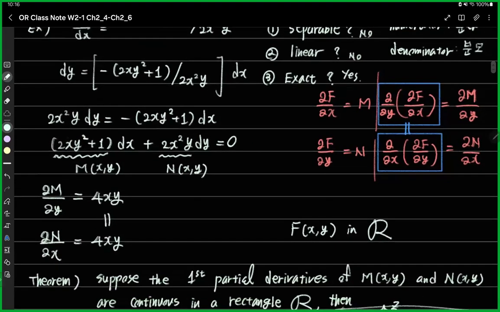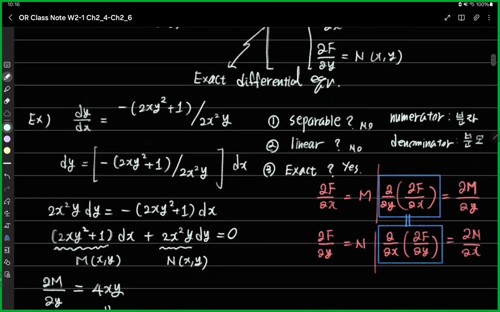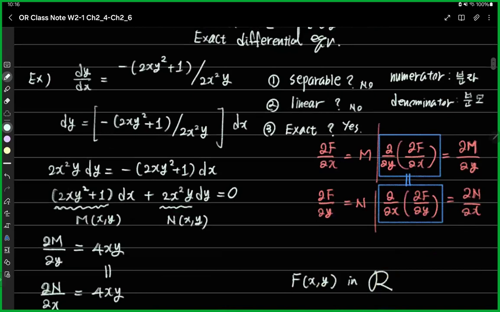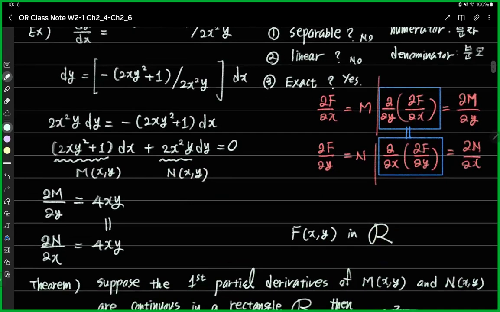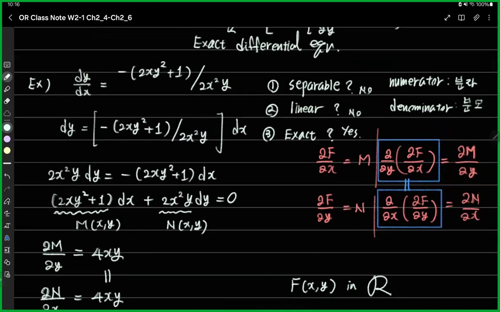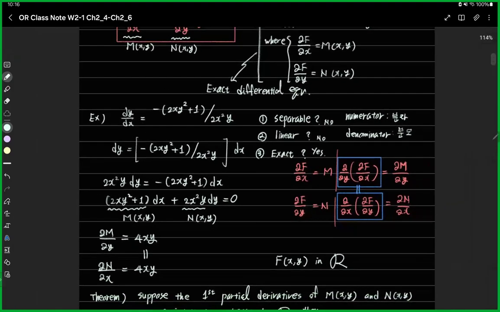Oh yeah, I think this matches the form of the total differential of the level curve. So that must be M, that must be N. Now we take the partial derivative of M with respect to y and the partial derivative of N with respect to x. This is 4xy. This is 4xy. Equal, right? That's why this is exact. So let's see.